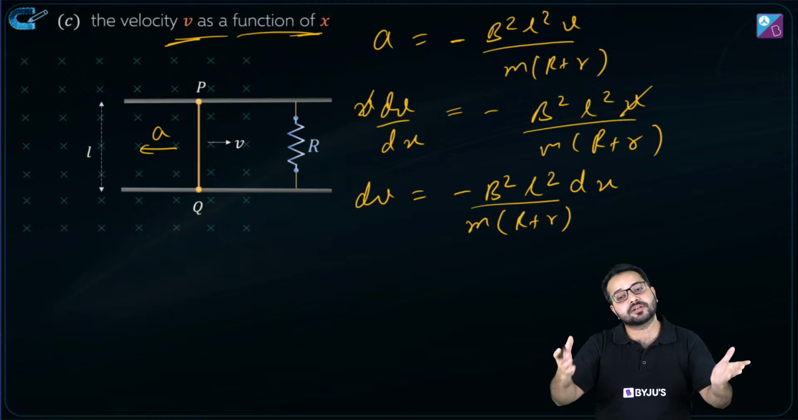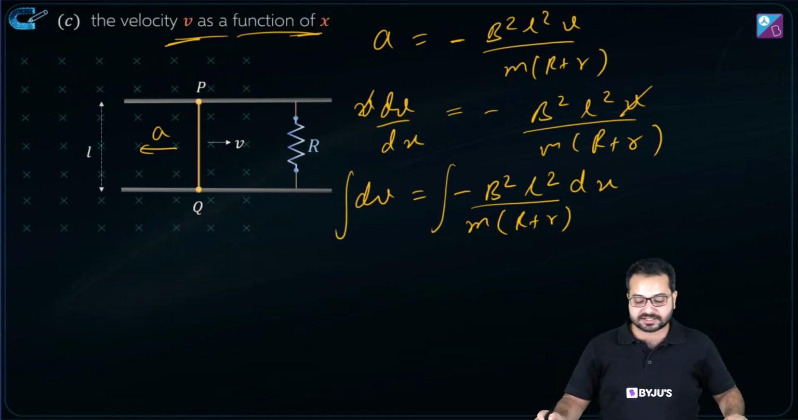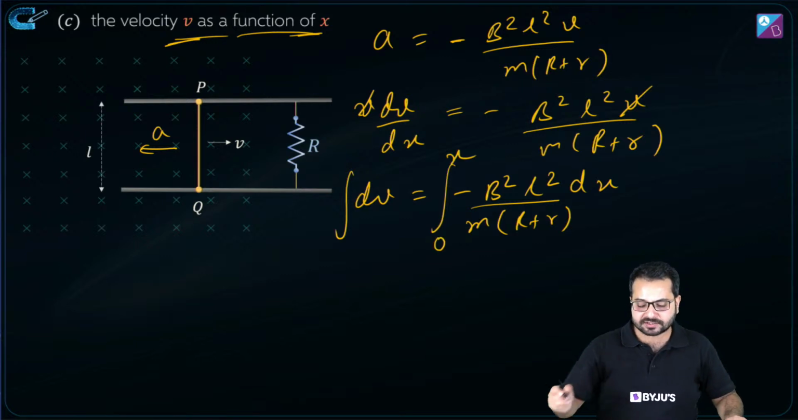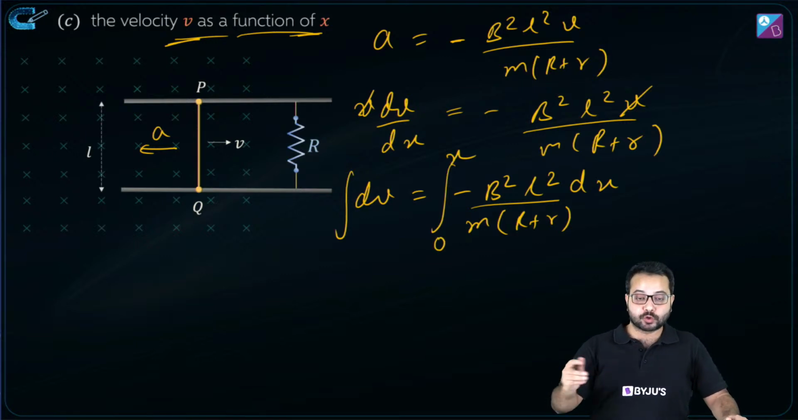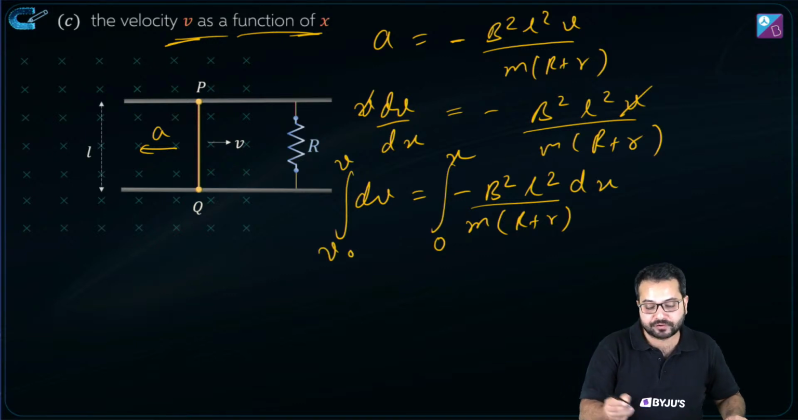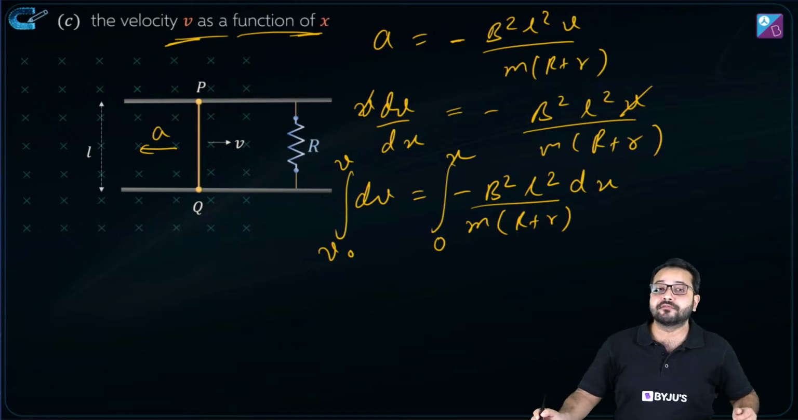So this is the relationship. Now it becomes very clear that we'll have to integrate this on both sides. The limit of integration is going to go from 0 to x. The position is going to go from 0 to x, and the velocity is going to go from v0 to v. The initial velocity, remember, was v0. So the velocity is going to go from v0 to v.